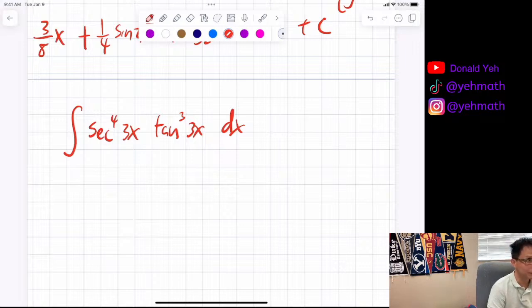Anybody got it? Brendan got it? Nope. No? I wrote down the wrong problem. Matten, got it? Marco got it? You should get tangent to the 4 of 3x over 12, tangent to the 6 of 3x over 18, plus C. Let's see.